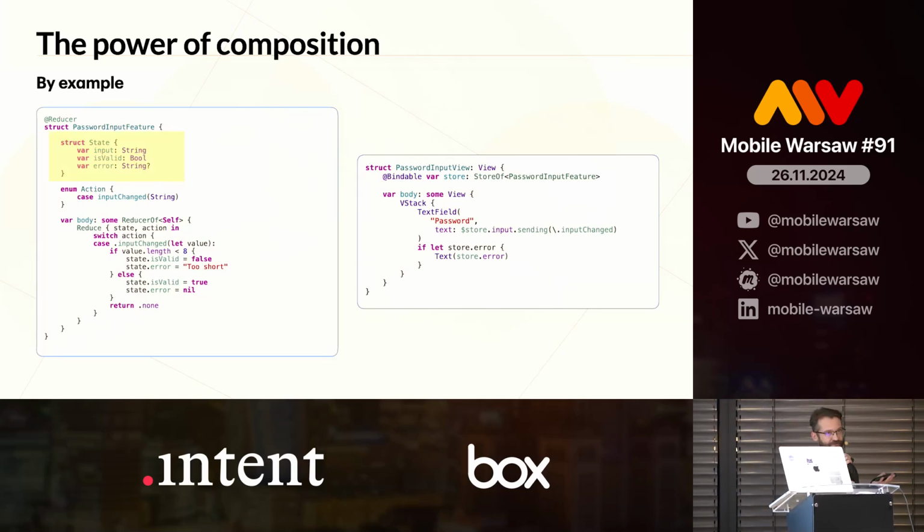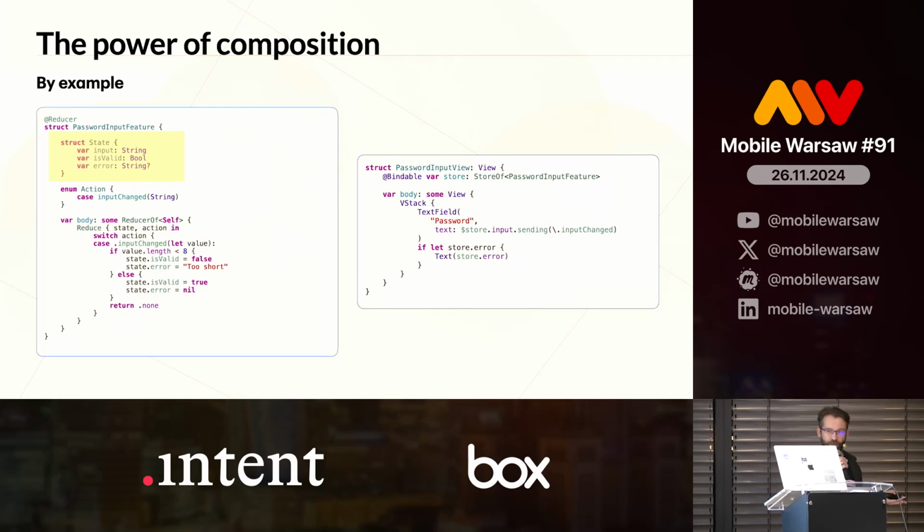So we create some state, right? This will be what the user inputs, a flag indicating if this input can create a valid password, and the error message if it's not valid. We have an action that will be executed when the input is changed. And we have some logic here. So we see that when the input is changed, we run some logic that checks whatever our requirements are for the password. We also see this return none means that there's no side effect here.